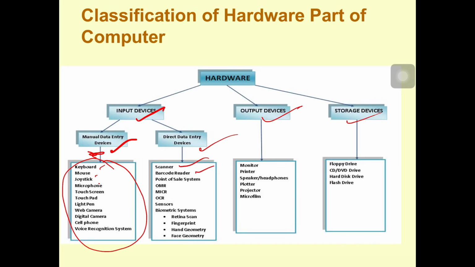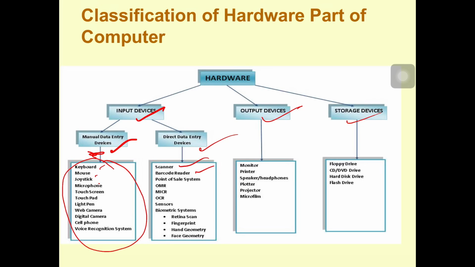It may be OMR or OCR, etc. Okay, these all are the direct data entry devices in which manual data entry is not needed. Now output devices. Output devices are the devices which are used to send the output to the user either in the form of soft copy or in the form of hard copy. These are known as output devices.